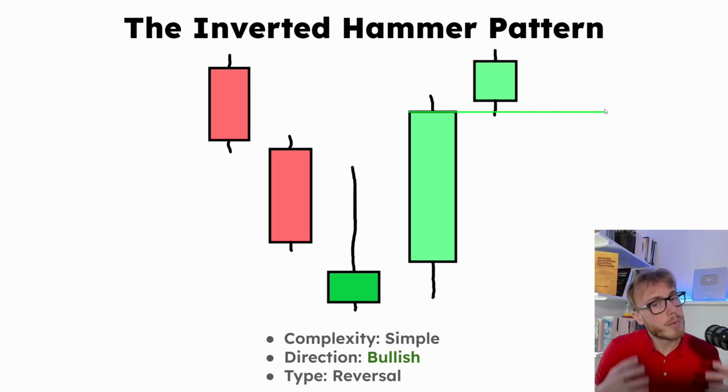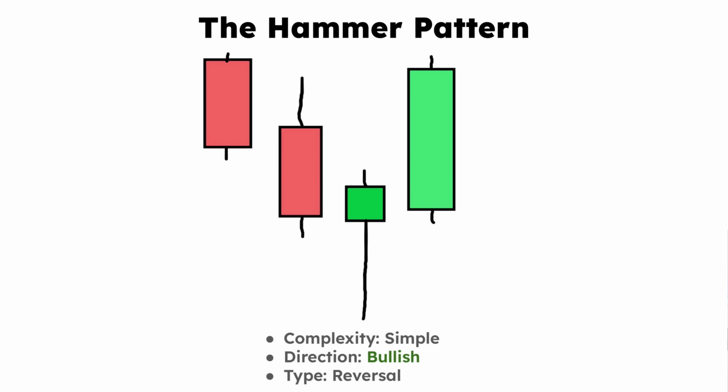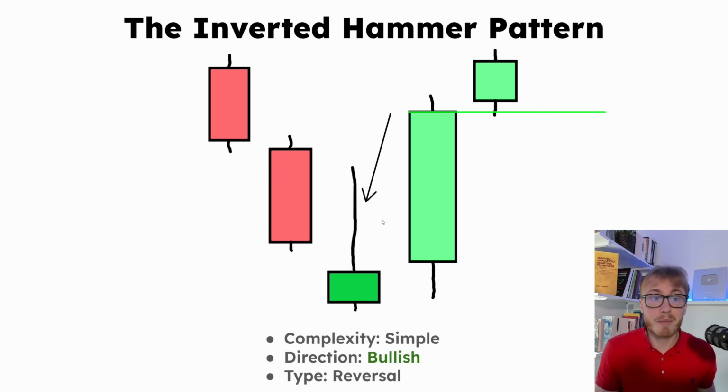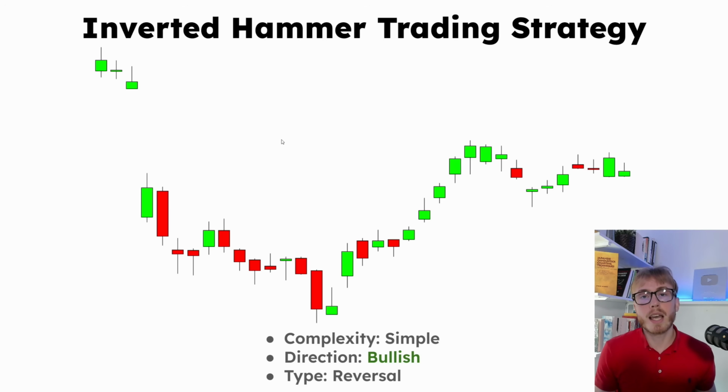And in my opinion, waiting for a confirmation candle when it comes to the inverted hammer, it's not a bad idea. Because this pattern is slightly less bullish compared to, for example, the hammer pattern. And as you can hear on the name, the inverted hammer pattern is basically a hammer upside down. So now let's take a look at the inverted hammer trading strategy. And if you want to, pause the video and try to find the pattern on your own.